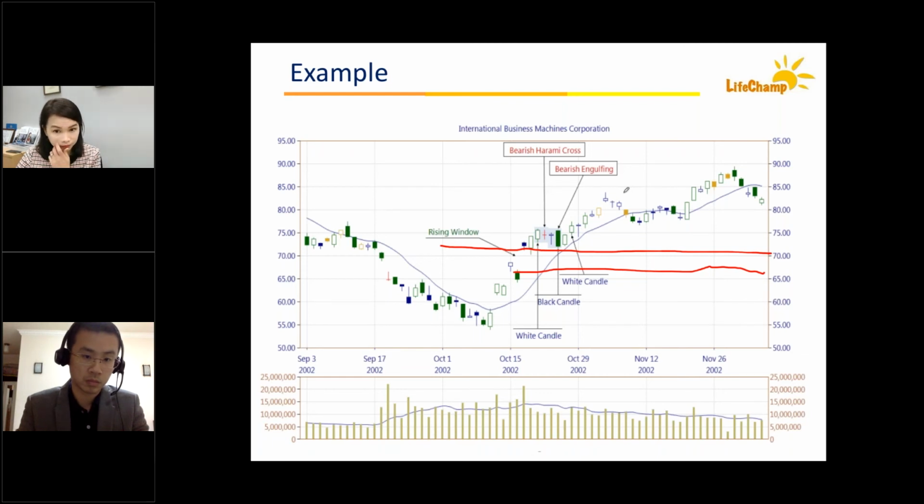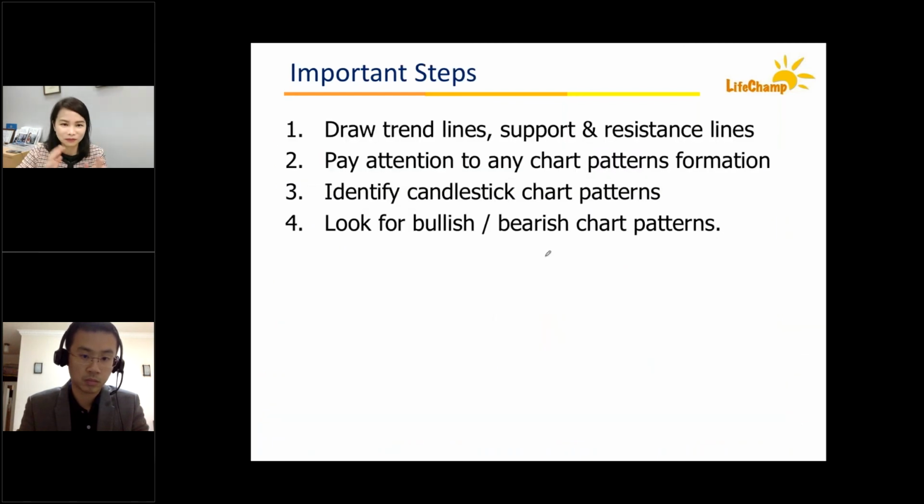Okay, now important steps: draw trend lines, support and resistance lines, and then pay attention to any chart pattern formation. Number one, lay the basic foundation first. The foundation is that you draw the 20-day moving average and the 200-day moving average, and you do it automatically. Whenever you pull out your chart, you do this automatically.